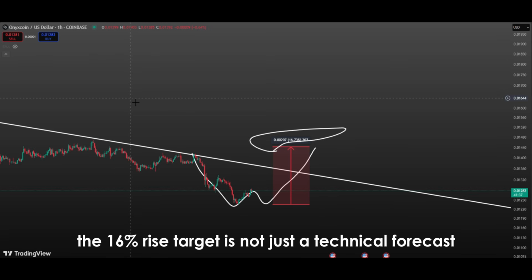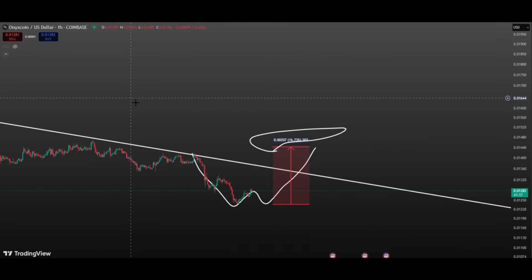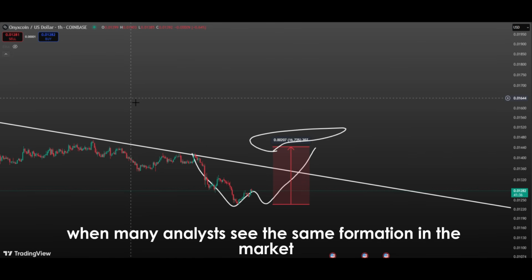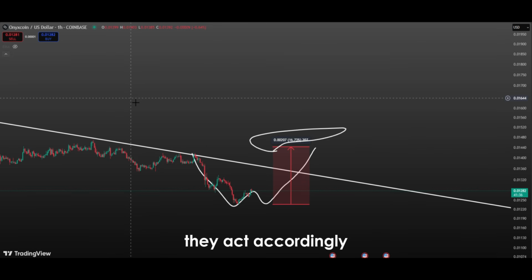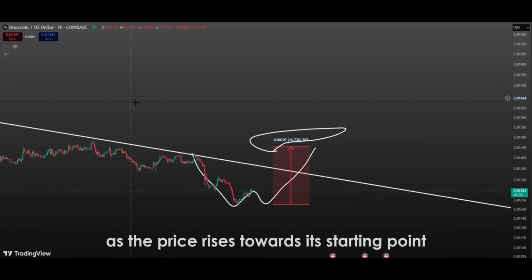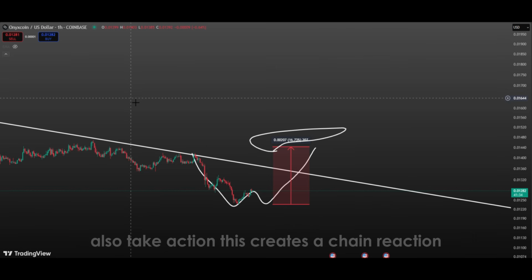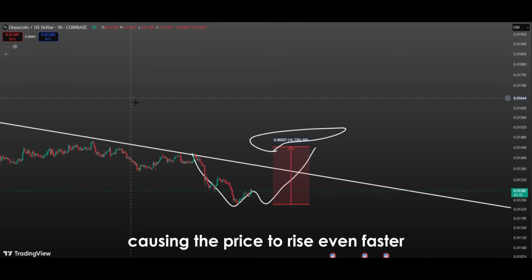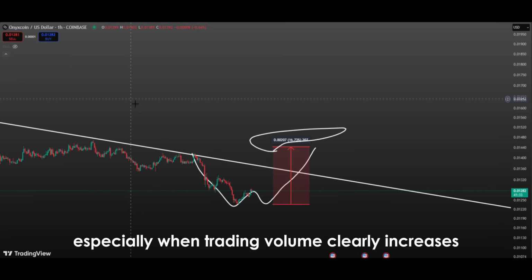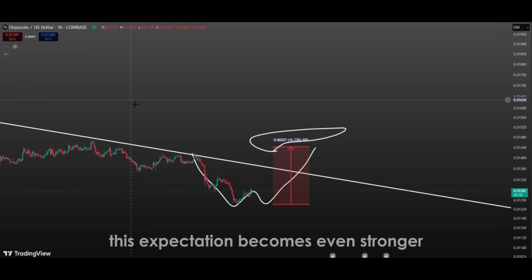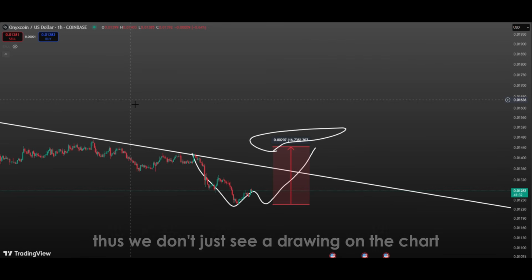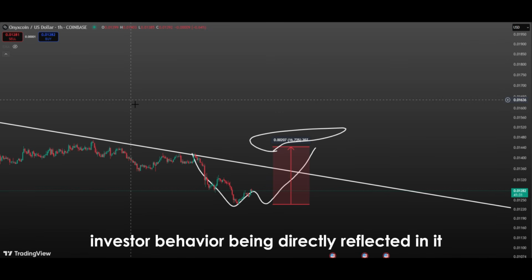The 16% rise target is not just a technical forecast, but also a reflection of collective investor expectations. When many analysts see the same formation in the market, they act accordingly, and this creates a self-fulfilling cycle. As the price rises towards its starting point, investors who previously hesitated to enter the market also take action. This creates a chain reaction, causing the price to rise even faster. Especially when trading volume clearly increases around the completion of the W pattern, this expectation becomes even stronger. Thus, we don't just see a drawing on the chart, but also observe investor behavior being directly reflected in it.